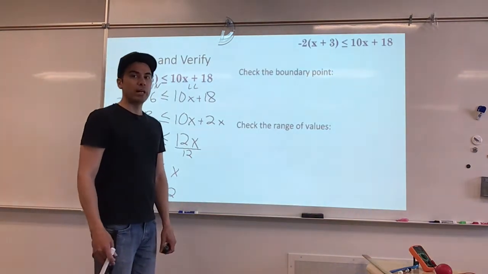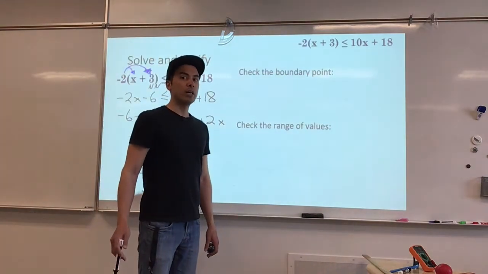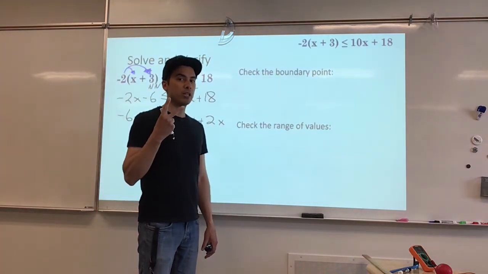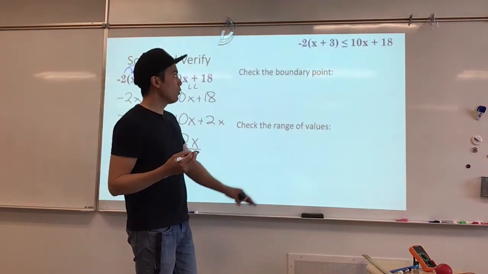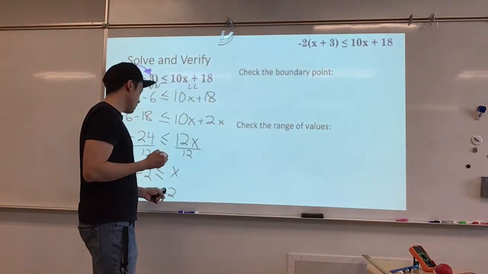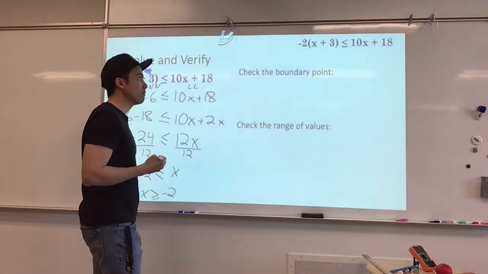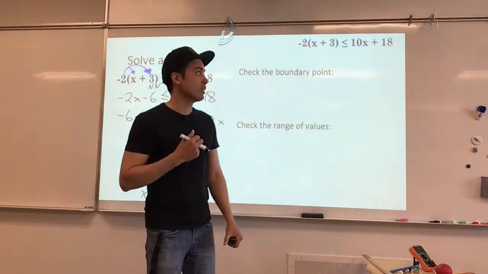And now I'm going to do a check. Like we learned in our last topic, if I'm going to do a check, I need to check two things. I need to check the boundary point and the range of values. So to check the boundary point, I'm going to start with my original equation, except everywhere I see an x, I'm going to replace it with negative 2. And again, I want to see if the left-hand side and the right-hand side are equal.